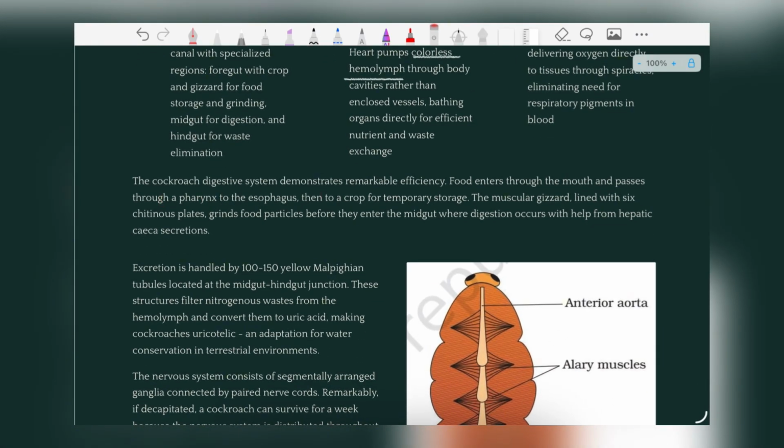The cockroach digestive system demonstrates remarkable efficiency. Food enters through the mouth and passes through the pharynx to the esophagus, then to the crop for temporary storage. The muscular gizzard, lined with six chitinous plates, grinds food particles before they enter the midgut, where digestion occurs with the help of hepatic secretion.